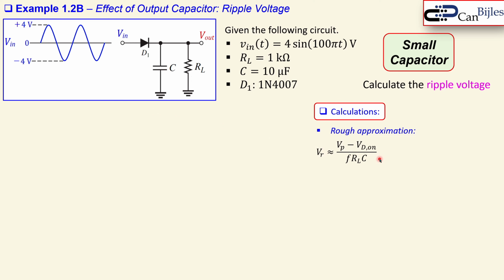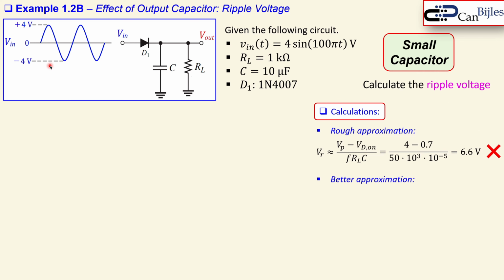We again have the same calculations. The only change is the 10 to the power minus 5 for the capacitor, so it's not 10 to the power minus 4. Now you get 6.6 volts. That is actually kind of a ridiculous thing, because how can you have a ripple of 6.6 volts where the peak is just 4? So that is definitely invalid.